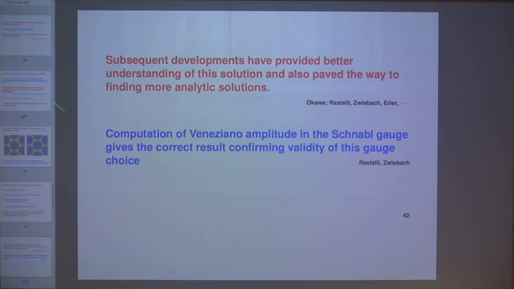In a somewhat related work, Rastelli and Zwiebach computed the Veneziano amplitude in the Schnabel gauge and got the same result. This confirms that the Schnabel gauge actually is a valid gauge choice. So it's not a singular gauge choice, because otherwise one would worry about whether a solution found in Schnabel gauge is a valid classical solution or not. So everything seems to be consistent with the Schnabel gauge.